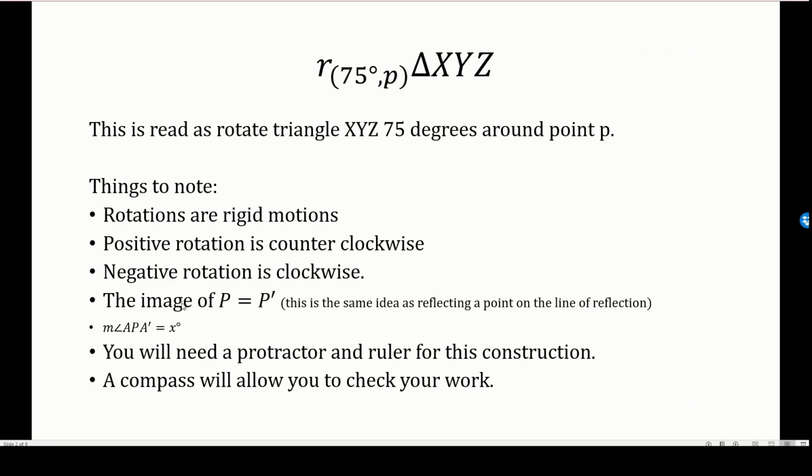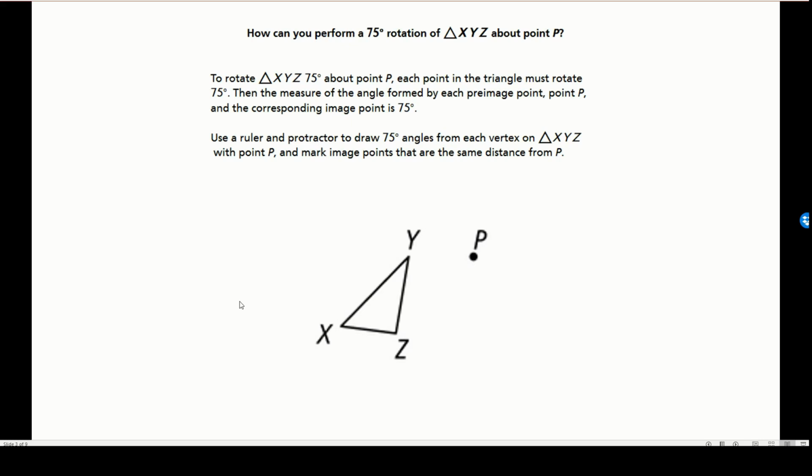All right. The image of P is equal to P prime. And what that's really saying is, if we look here, we're rotating about the point P, this point X, Y, Z are rotating 75 degrees, so that's positive 75. So we're going to go counterclockwise, so we're going to go this way 75 degrees. Now, because rigid motions, we must use every point given to us, so we're going to use X, Y, and Z.